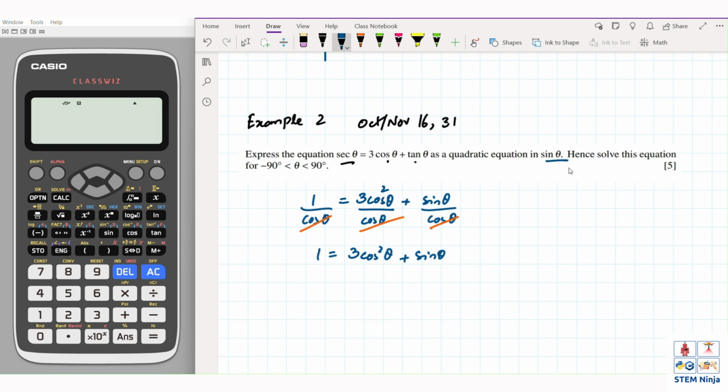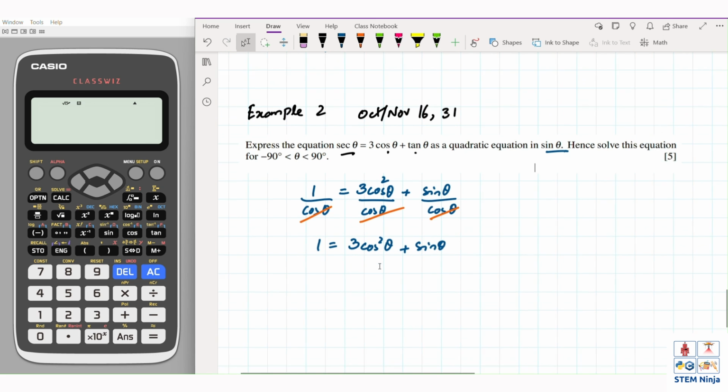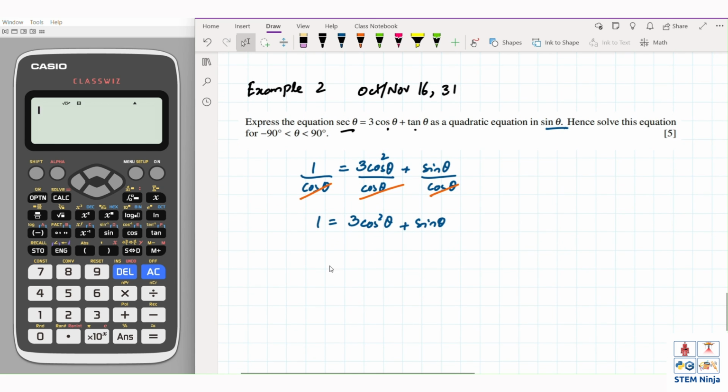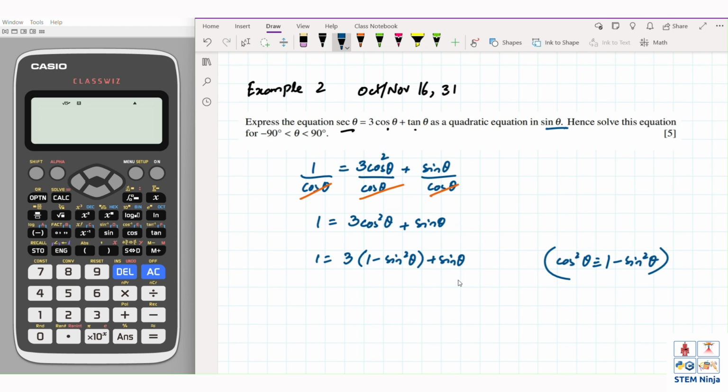Now the question says that we need to convert it into sine theta. So we need to use the identity 1 is equal to sine squared plus cos squared. So cos squared theta is identical to 1 minus sine squared theta. So simplify: 1 = 3 minus 3 sine squared theta plus sine theta.